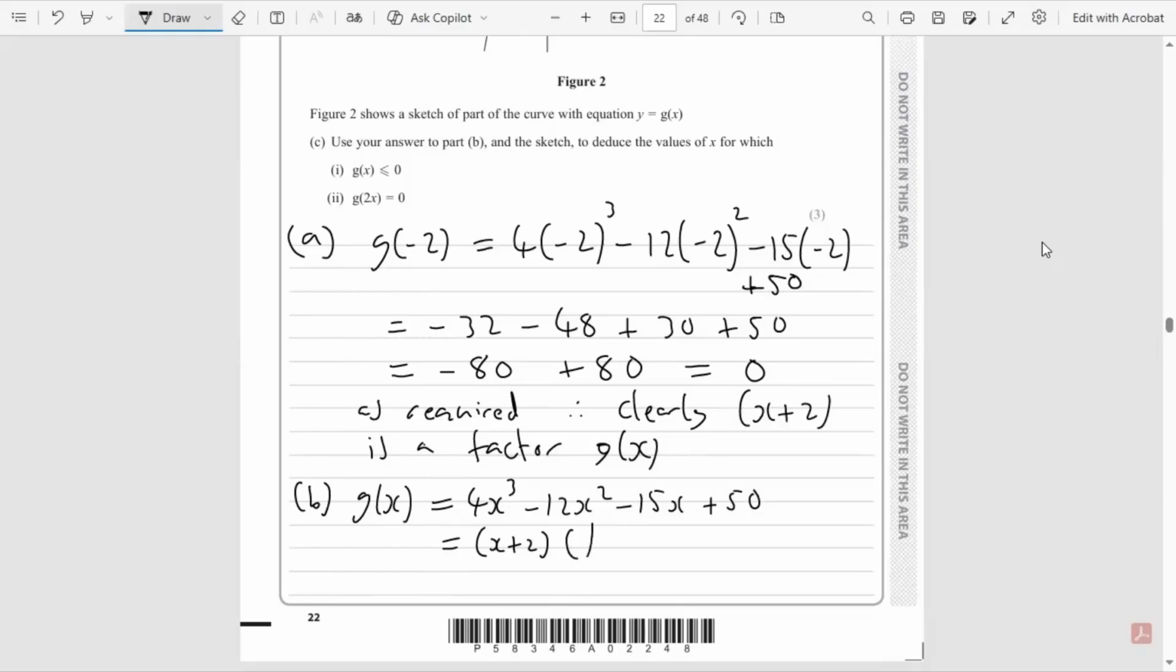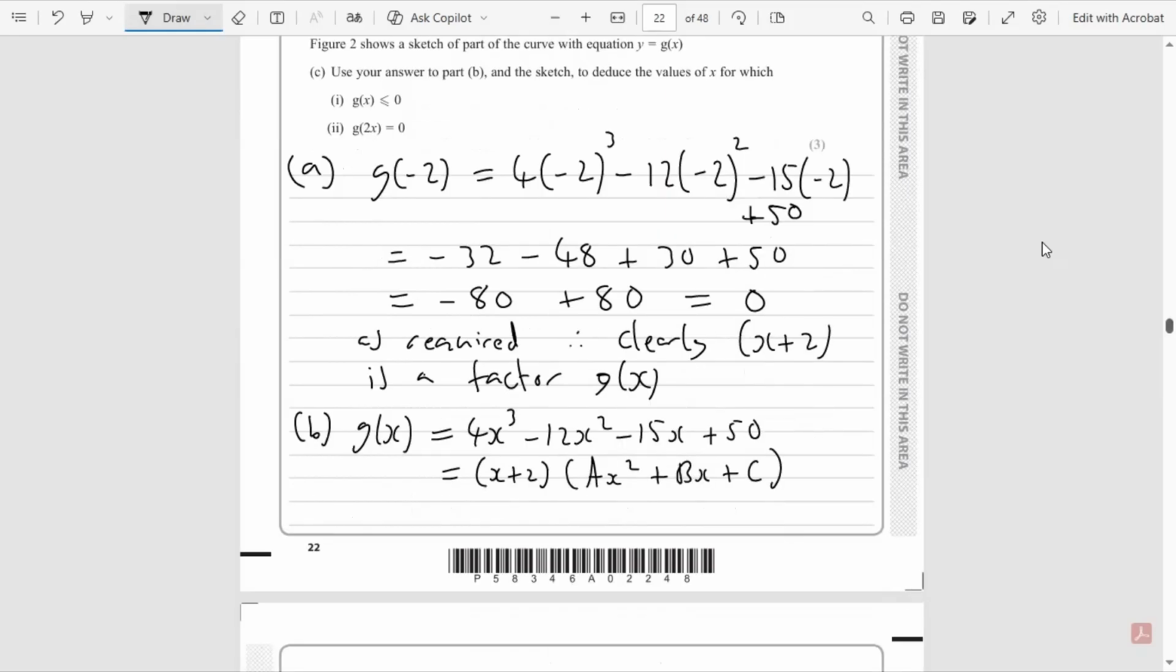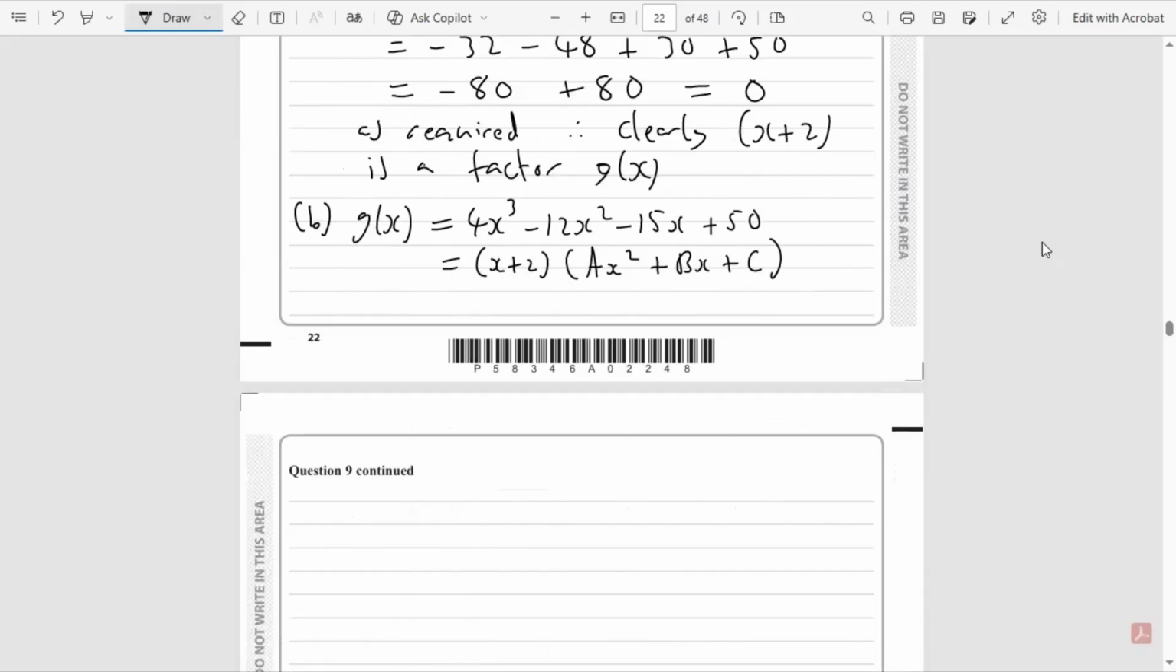What I'm going to do, I'm going to call this quadratic factor ax squared plus bx plus c, because remember, a quadratic expression multiplied by a linear expression gives you a cubic, and obviously g of x is a cubic. So clearly what we can say is that this 4x cubed term must be equal to x multiplied by ax squared. Okay, so this combination there. So clearly a must be 4. That's obvious from the multiplication.